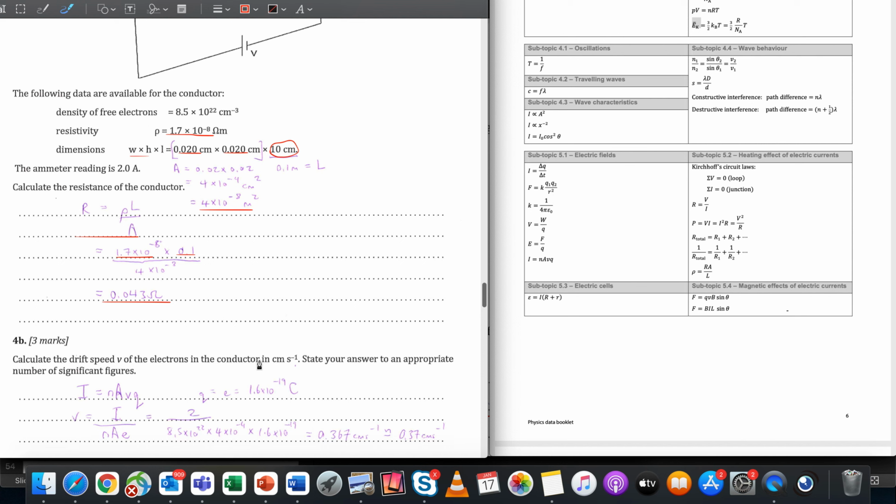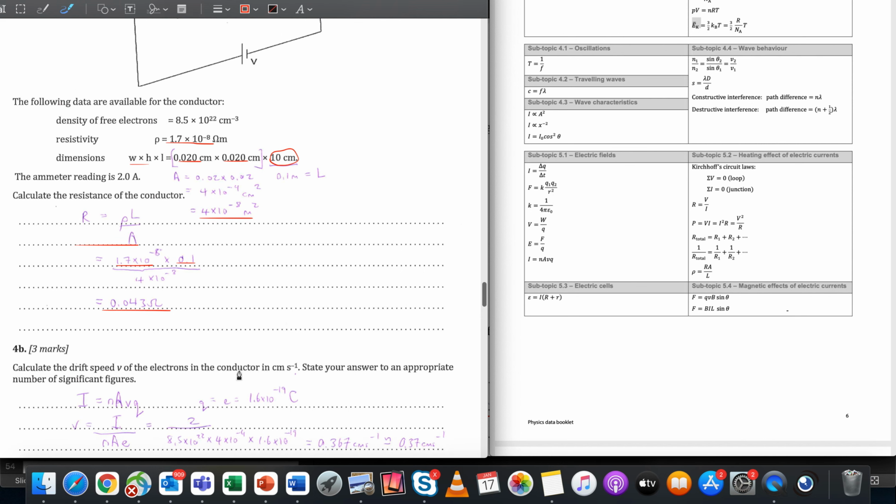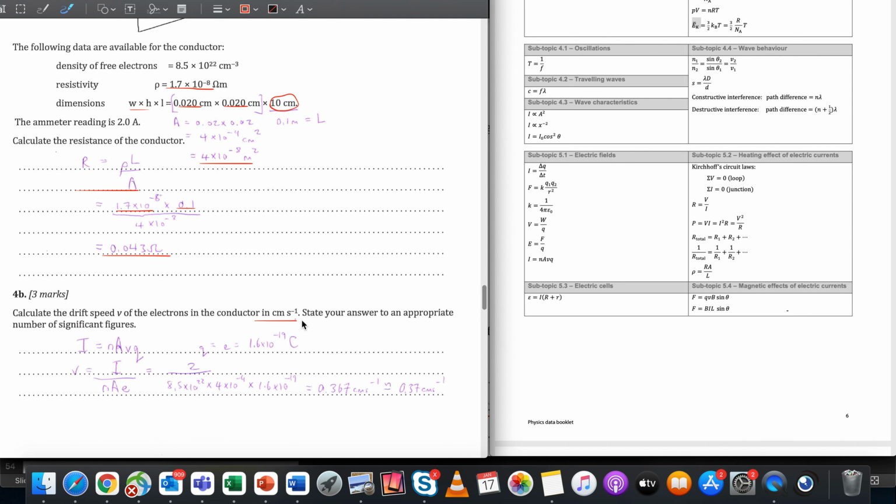Somewhat frustratingly, the question then says to calculate the drift speed in centimeters per second. So all that nice work that we've done converting into meters is kind of irrelevant here. For this, we're going to use our equation nAvQ. It's written over here. We are being asked to calculate v, so we don't know v.